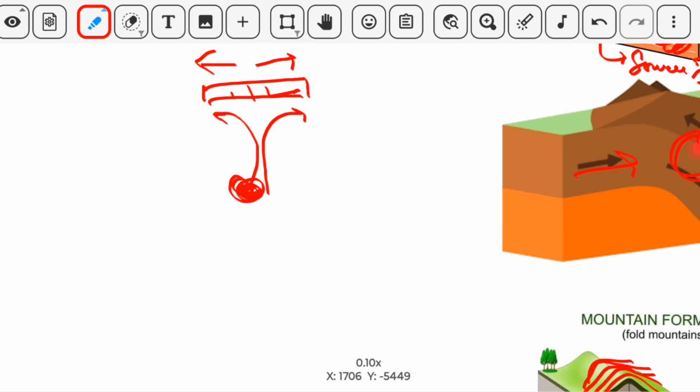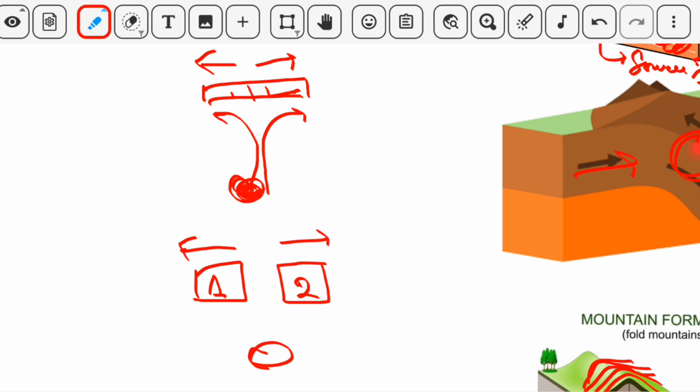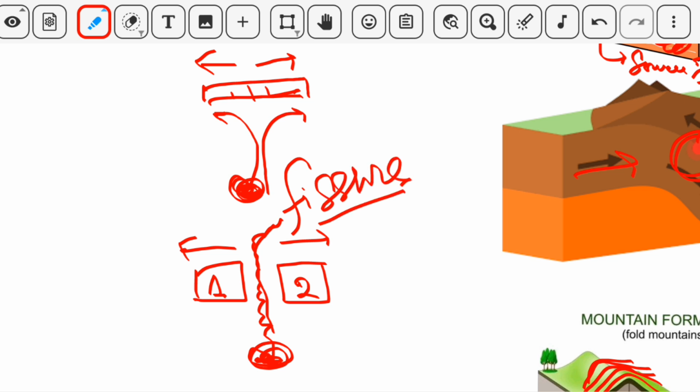Over a period of time, plate 1 is here and plate 2 is here, with the magma chamber inside. Now a gap has been created because of the directions, and the magma slowly erupts from here. This is called a fissure volcano. These volcanoes are not that violent, and they are associated with divergent plate boundaries. In the Atlantic Ocean, the volcanoes are fissure type.